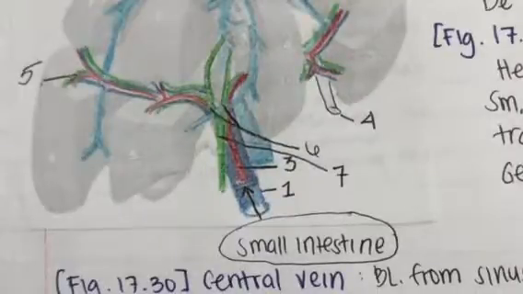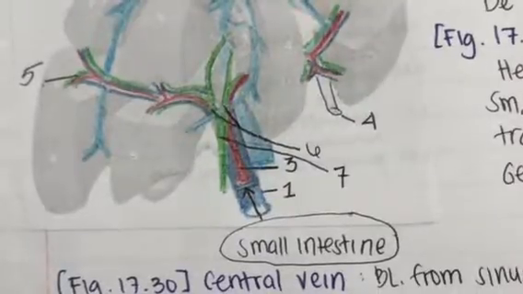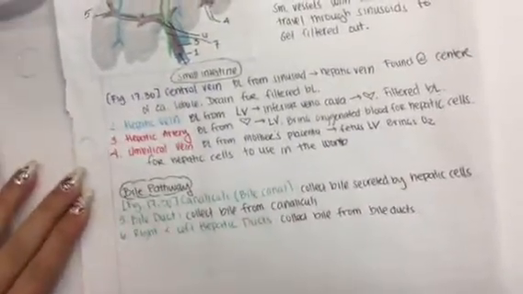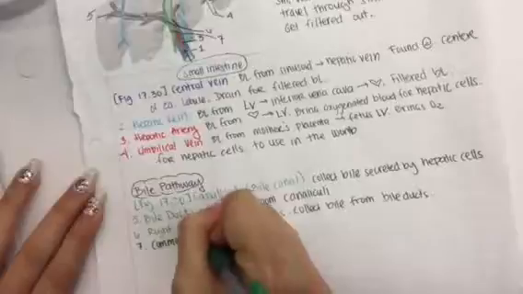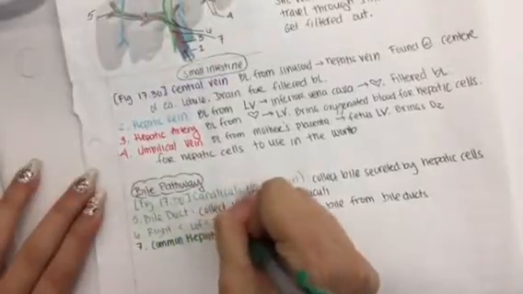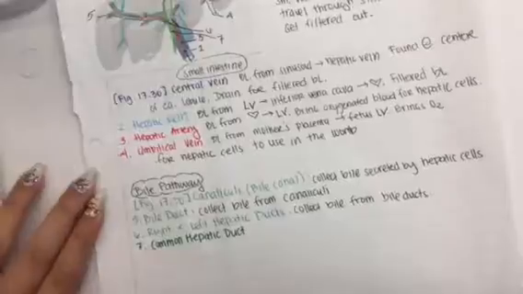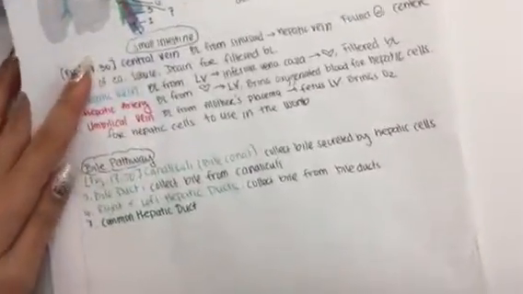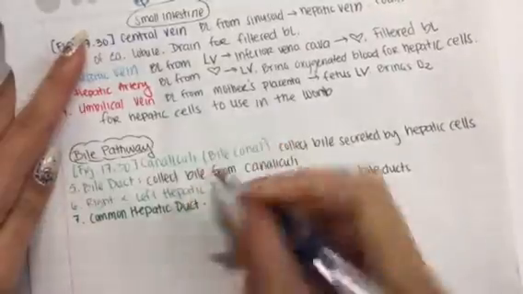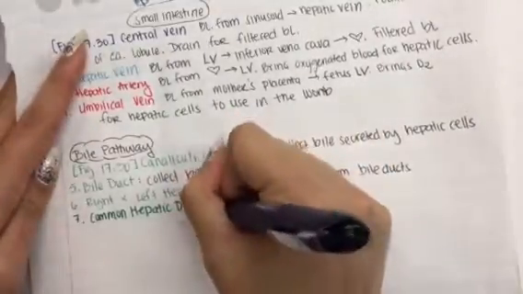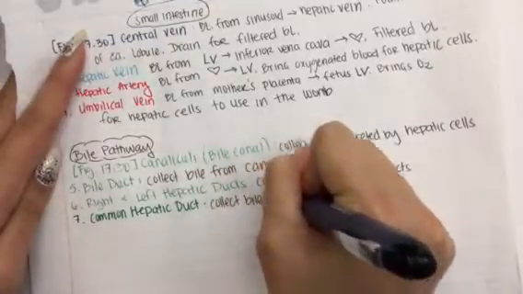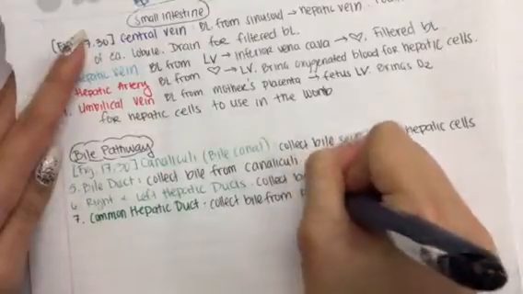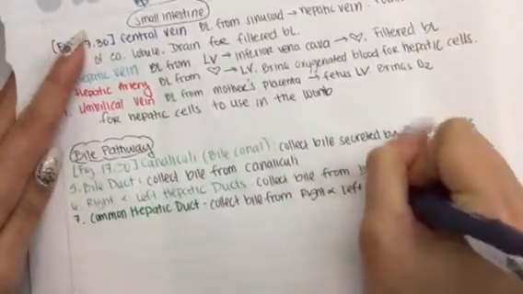Number 7 is our common hepatic duct. So down below in green pen, I'm going to write 7 common hepatic duct. The common hepatic duct is right where the right and left hepatic ducts merge together. So the description for this one is it collects bile from the right and left hepatic ducts.